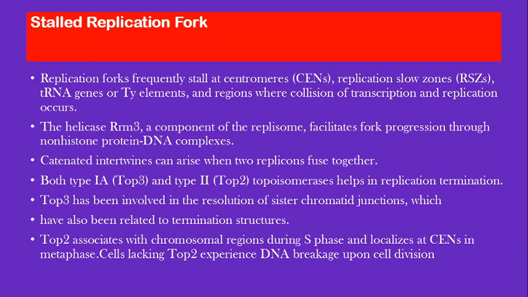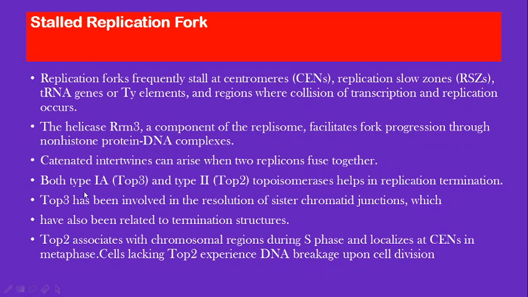So this will allow the nascent strands of one of the forks to be ligated to the opposite fork. So at this point, the pre-catenanes will be called catenated intertwines. Okay, these catenated intertwines arise when these two replicons fuse together with the nascent strands in the opposing fork.